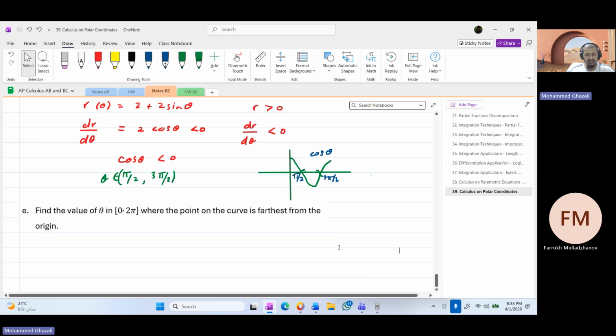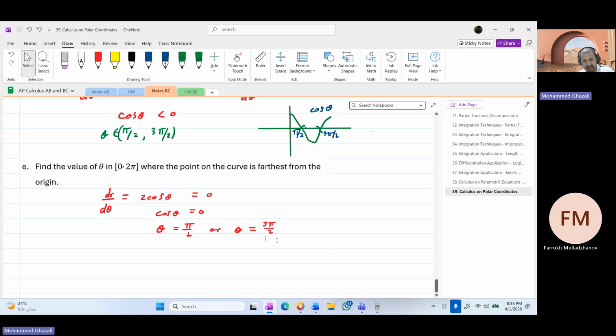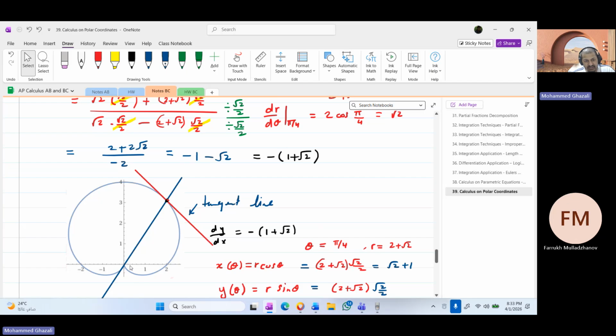So you need to find dr d theta, right? So we know dr d theta is 2 cos theta, and you need to make it equal to 0. So if you make 2 cos theta equal to 0, you're going to get cos of theta is equal to 0. On the cos graph, when is it 0? When theta is pi by 2, or when theta is 3 pi by 2. So we need to check at 3 pi by 2 what's the value, right? At 3 pi by 2, the value is 0, but at pi by 2, the value is 4.